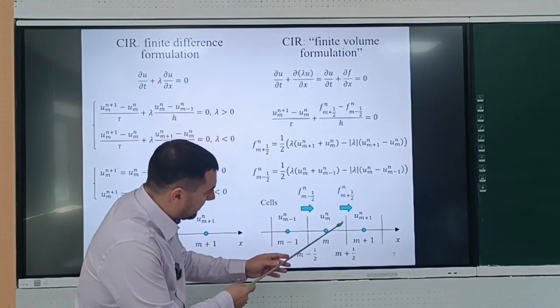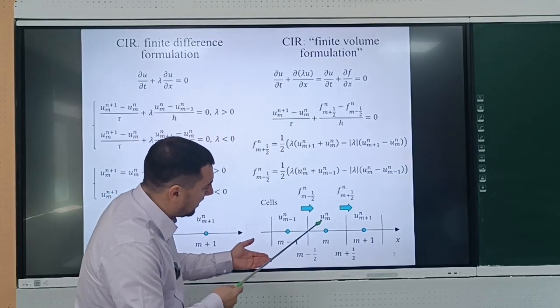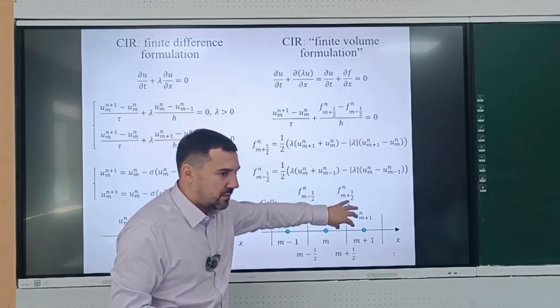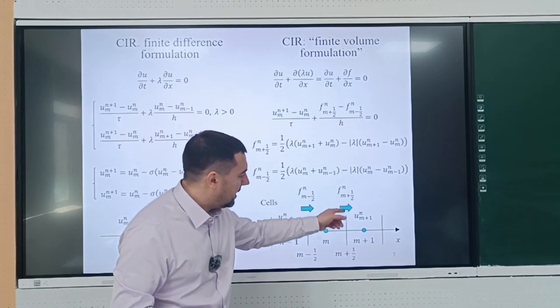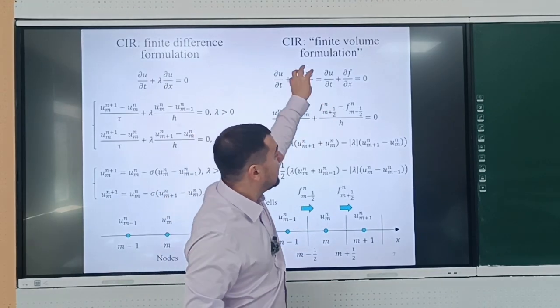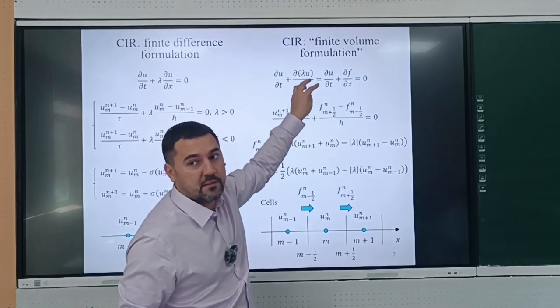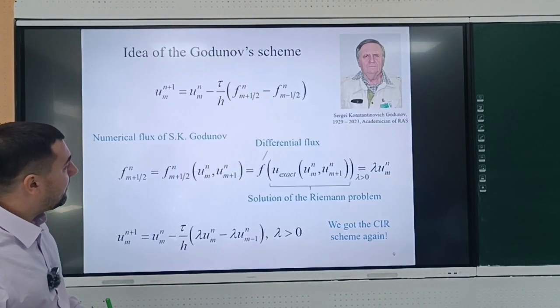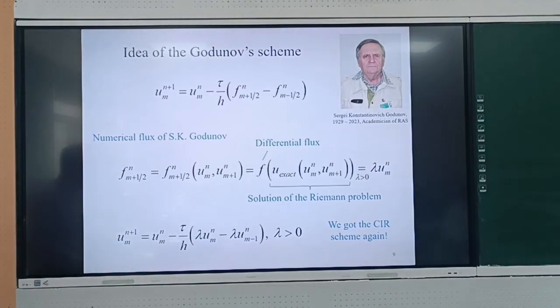We don't know u here at the boundary. We know u here and here, but we need to compute the flux. The idea is to compute the solution of the Riemann problem, take this u, get the solution at the boundary, and then put it into the differential flux. That was ultimately the idea of Godunov. And how is it implemented for the linear advection equation?